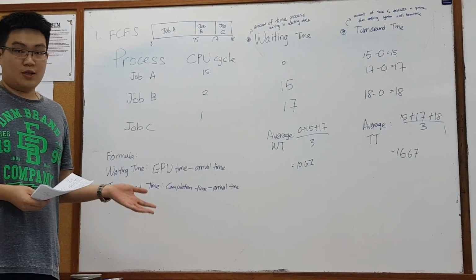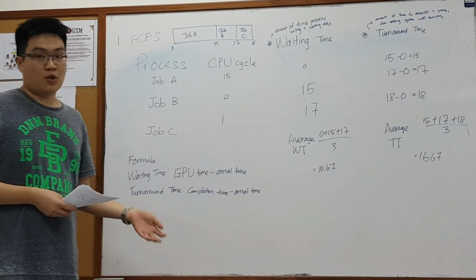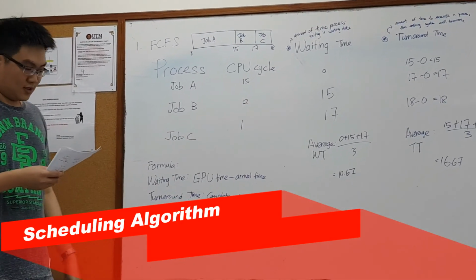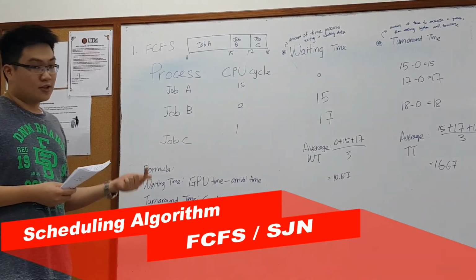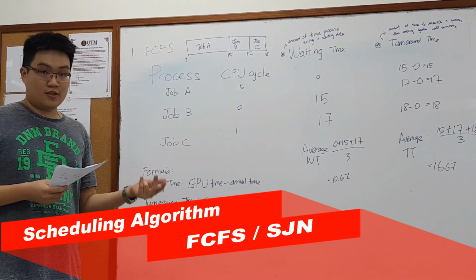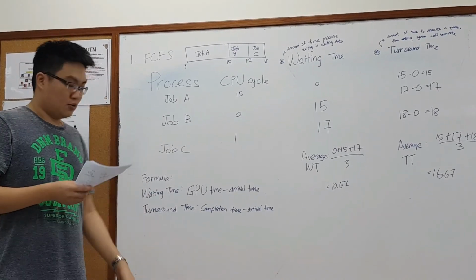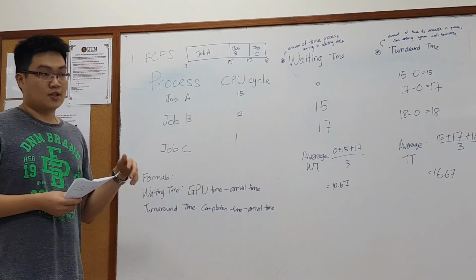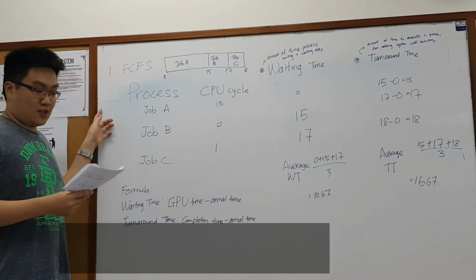Good day to everyone. Today we are here to discuss the process scheduling algorithm. This is one of the chapters of process scheduling algorithms. There are 6 types: first come first serve (FCFS), shortest job next (SJN), shortest remaining time, round robin, multi-level queue, and priority scheduling. Today I will discuss the first 2 algorithms, first come first serve and shortest job next. Let's proceed to the first example, which is first come first serve.